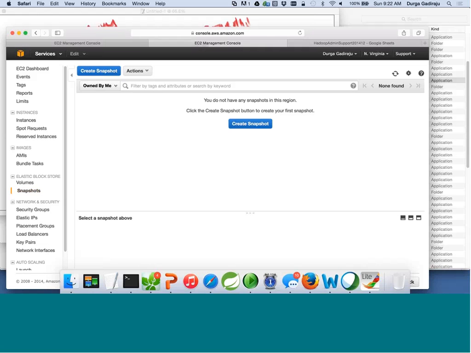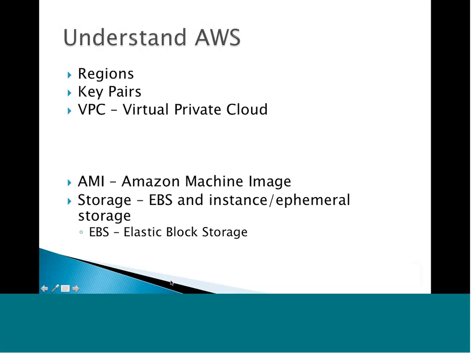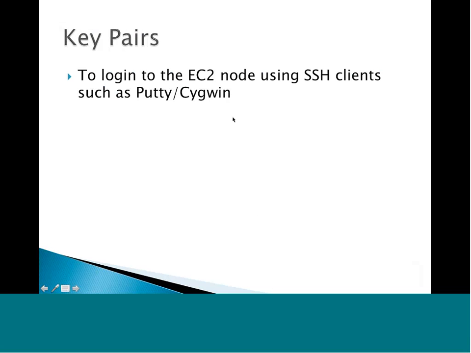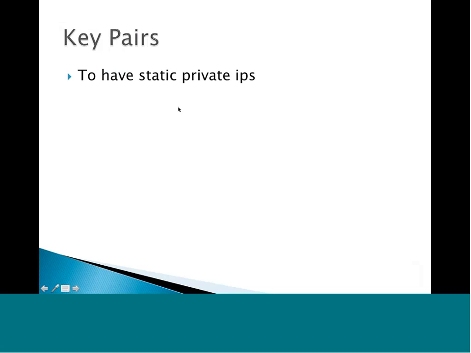Okay. Now we will go to provisioning the node. First thing is you have to choose your region from the top right corner, which I showed earlier. You have to define the key pair. Again, that one also I have shown already. And then you have to configure the VPC, that I have demoed also. And then Elastic IPs to have a static public IP. By default, it is limited to 5. If you try to create more Elastic IPs, then Amazon will typically not let you do that.